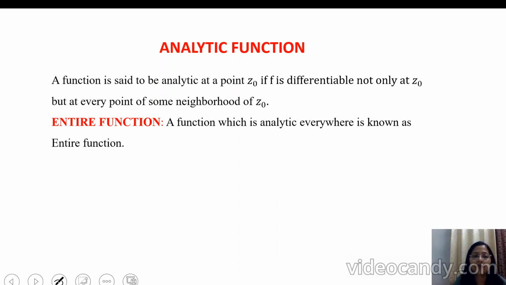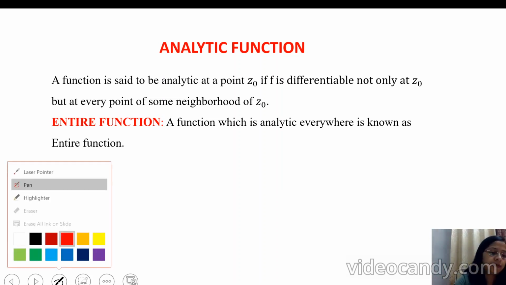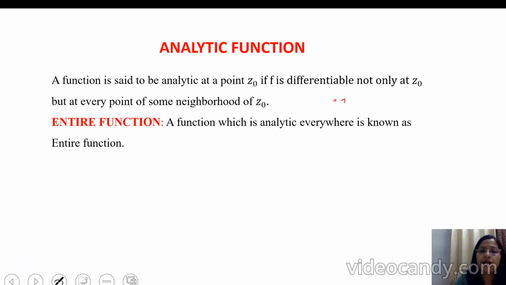Right, so that is known as analytic function. An entire function, a function which is analytic everywhere, is known as entire function. So if I show you, suppose we have this point z0 here, and its neighborhood, assuming this point as center, if we draw a very small circle, then all the points which are lying within this neighborhood, the function should have a finite value at all these small points which are lying in this neighborhood.